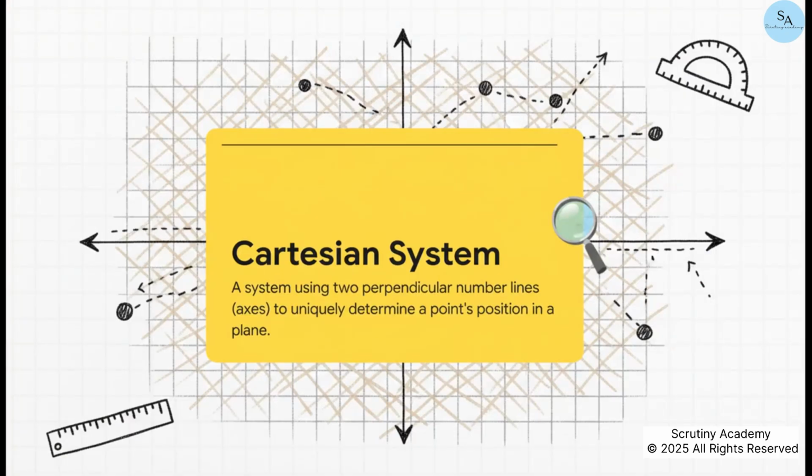And this is it, the Cartesian system. You'll also hear it called the coordinate plane, or the XY plane. This definition right here is the absolute heart of the chapter. It's just a fancy way of saying we use 2 number lines that cross each other at a right angle to make a perfect grid. And with this grid, we can nail down the location of any point with 100% accuracy.